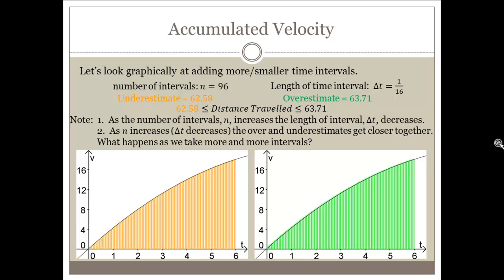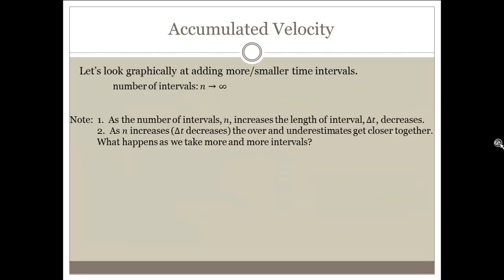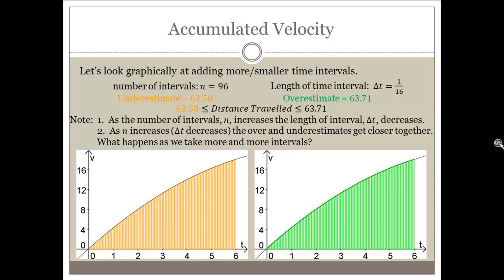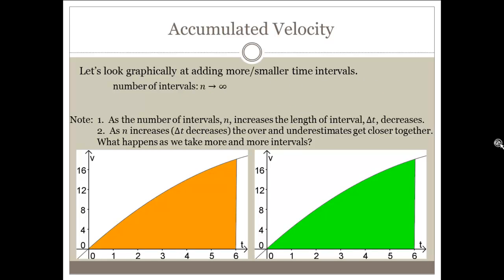So what's happening graphically as we take more and more intervals? Notice that in our graph for the underestimate, the area under all the orange rectangles is getting closer and closer to being the area underneath our curve. And our overestimate is also getting closer and closer to being the area under our curve. And if we take n off to infinity, meaning that delta t is going to 0, we get that the underestimate equals the area under the curve, and the overestimate also equals the area under the curve.